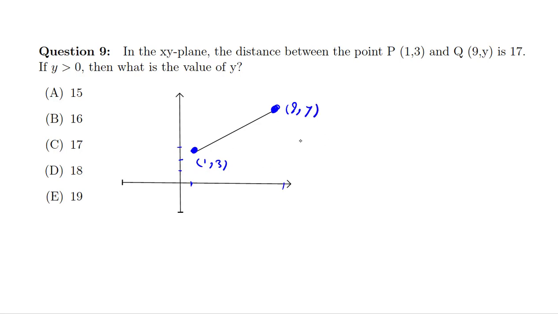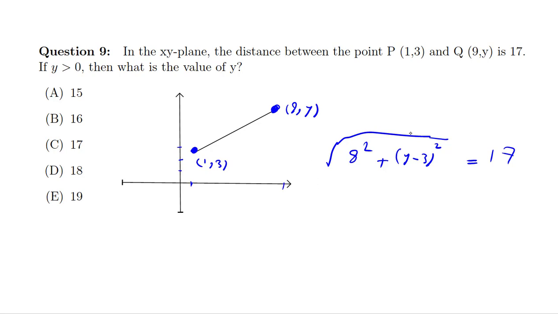The distance between these two points is the square root of, subtract the x amounts, it's 9 minus 1, 8, and square it, plus subtract the y values, y minus 3, square it. It says that it's 17. I hope that you know how to find the distance between 2 points. I'll give the formula for it.